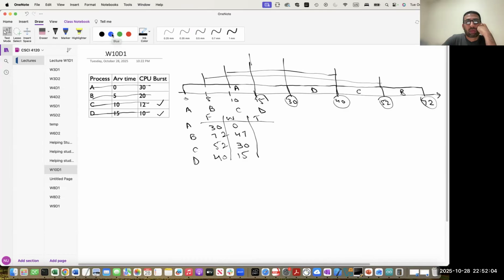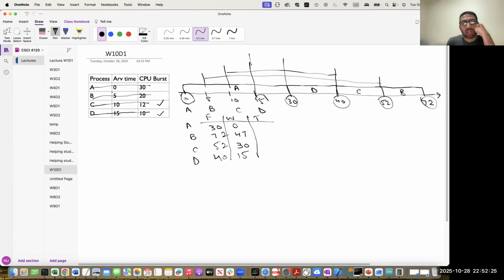How do you choose the order of the process again? Is it by CPU burst except for A? Yes, it is by CPU burst, but not except A, even including A, because at time zero, remember, which processes can we choose? Only process A.